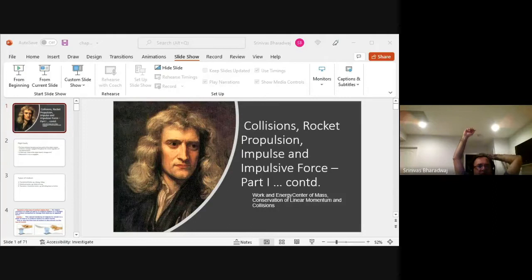M1v1 plus M2v2 equals MCVC. We already looked at that. This equation, okay? So learn the ideas and then physics becomes very easy.